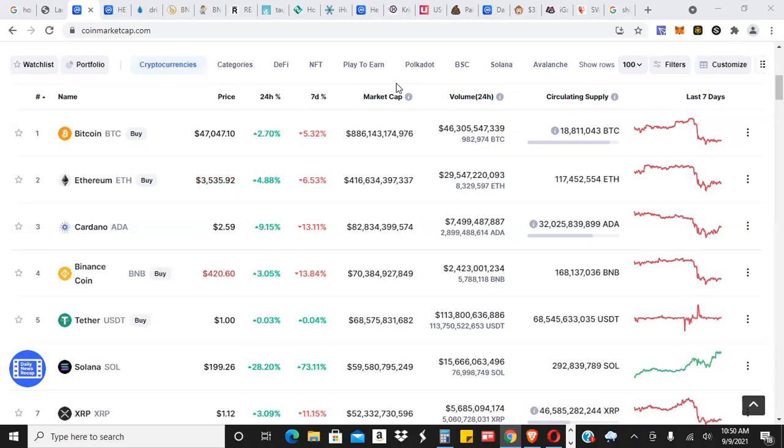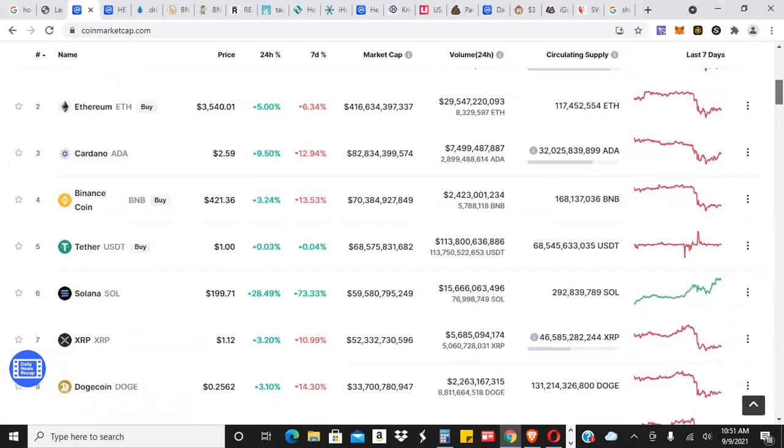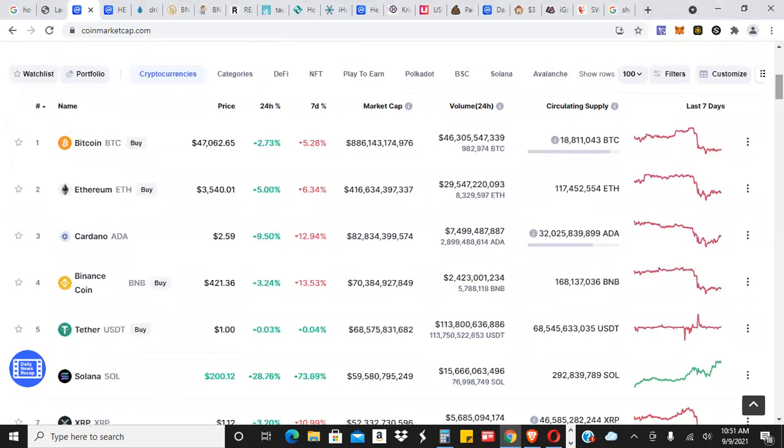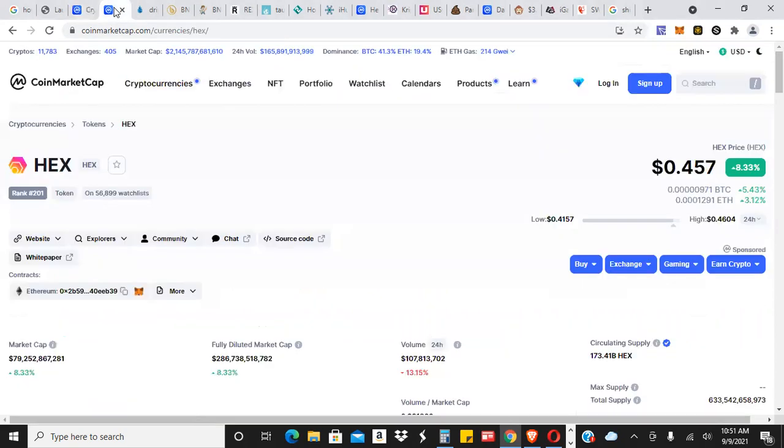As you can see, the market is pretty much trending sideways from yesterday. Bitcoin's still at around 47K, even though it's a little bit green compared to where it was. Ethereum up 5%, sitting at 35.40, but you can see here that it's definitely trending sideways over the last 48 to 72 hours. Binance Coin, 421. I mean, you can see here the market's pretty much either leveling out or increasing just a little bit.